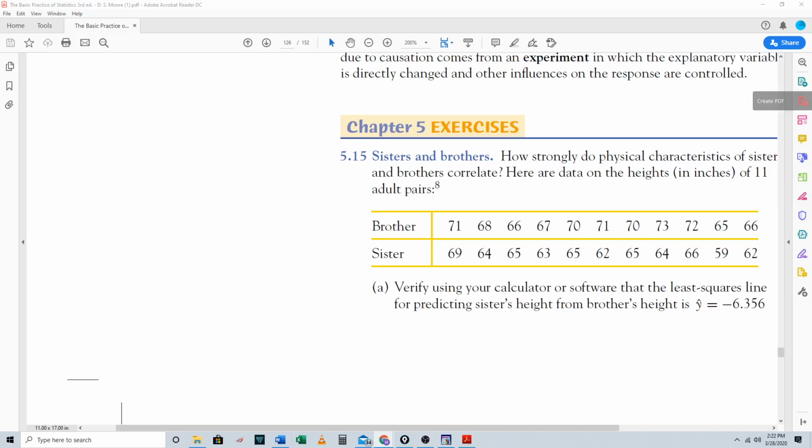So what they want you to do in this first one is they want you to verify using a calculator or software, basically Google Sheets, that the equation, if we would write it, because it's kind of on 2 pages here, the equation is y hat is equal to negative 6.356. I have the book here. Let me get the book.